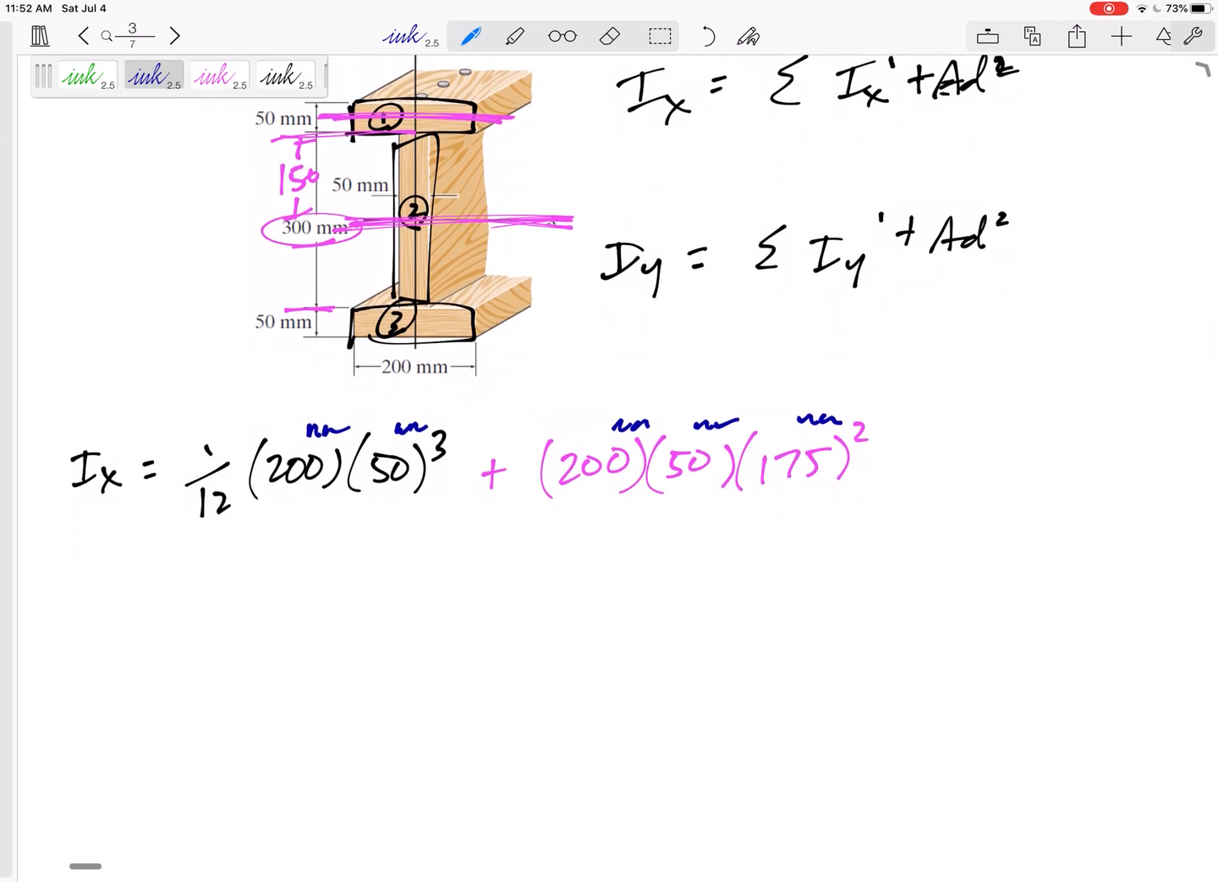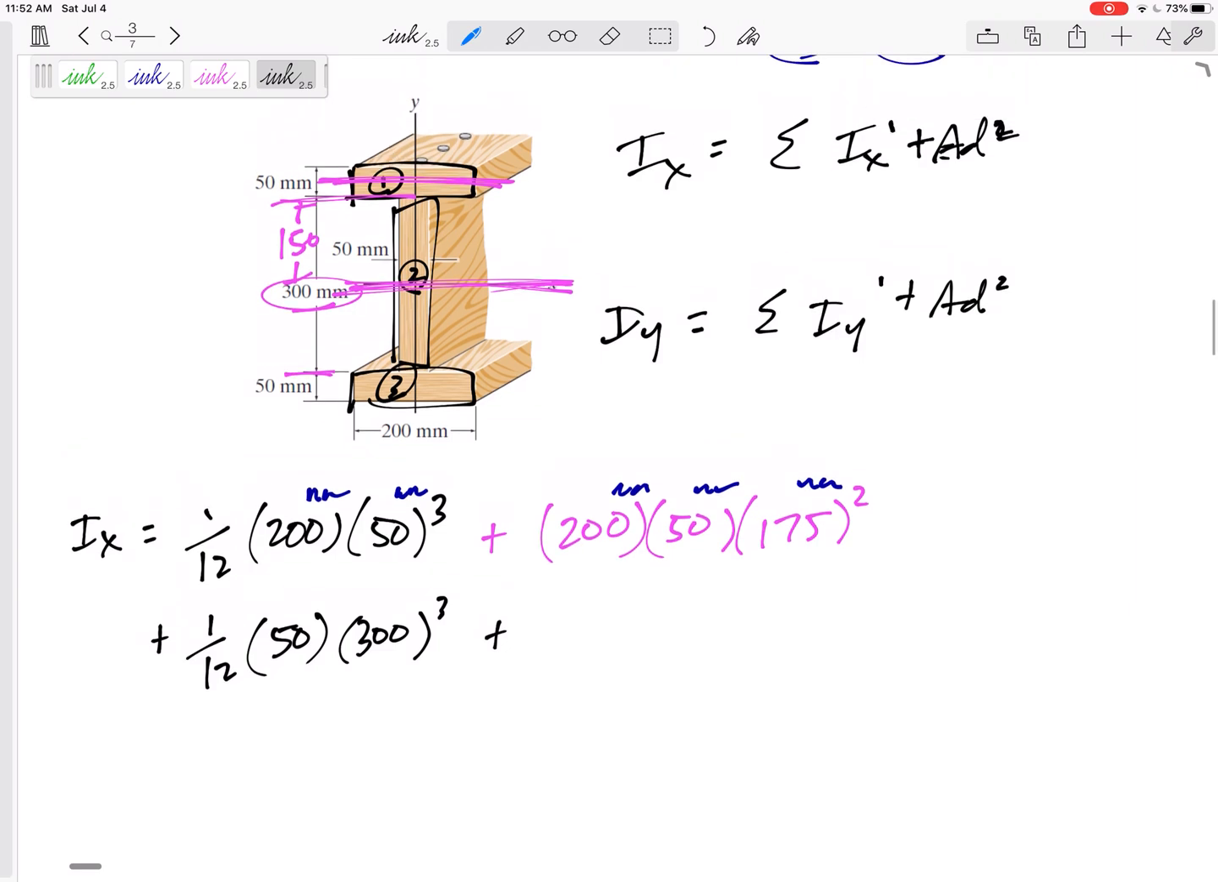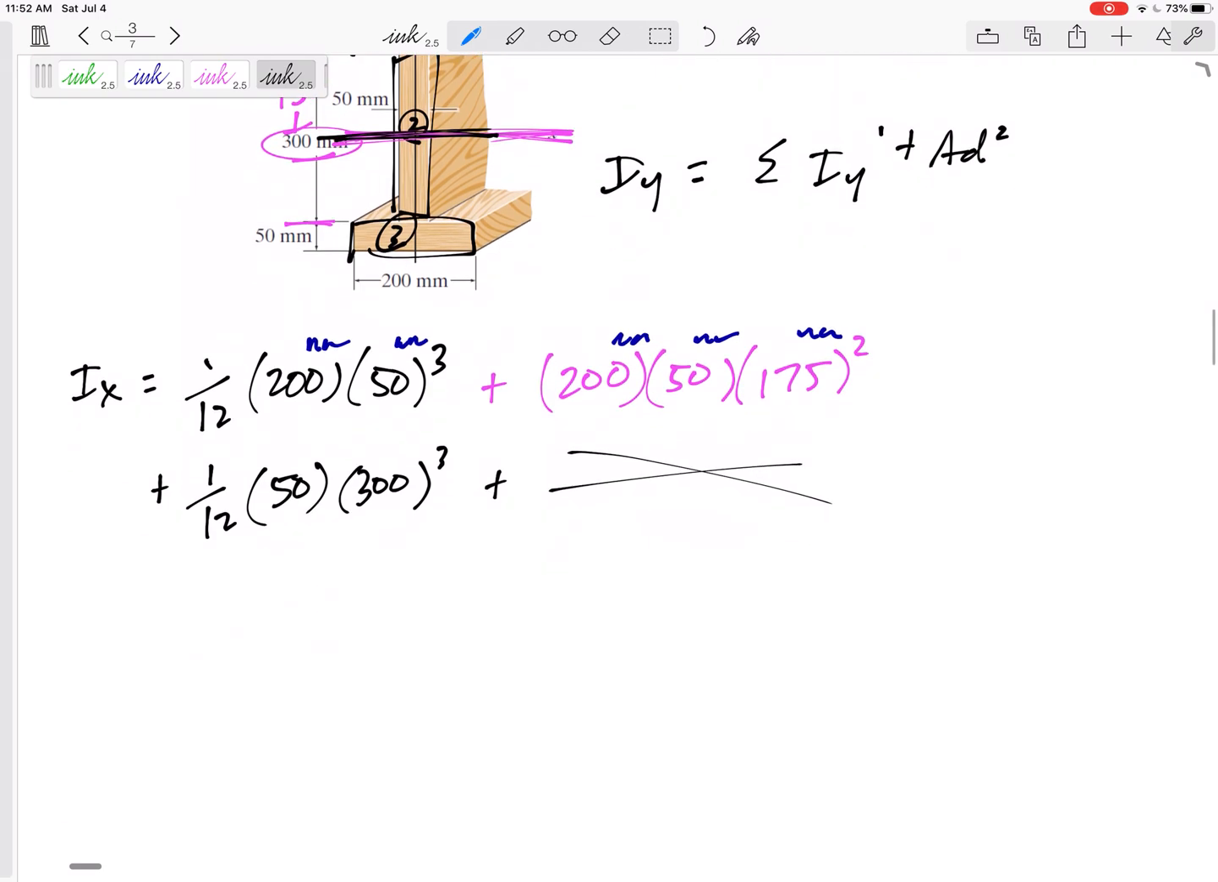Okay, let's do the middle one. 1/12 b h cubed. That is the I about the middle of the middle one, and that is the axis I wanted it on. There is no Ad squared for this one because it's already about the axis that I was interested in. Awesome. Great.